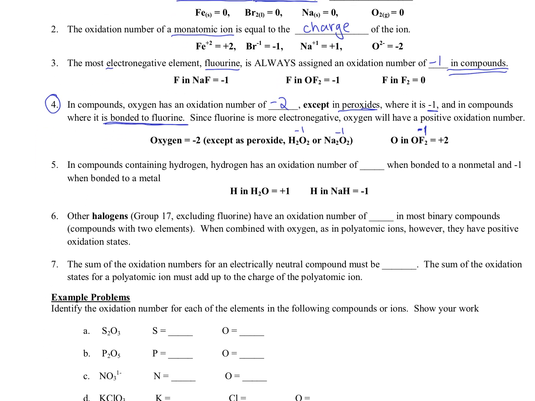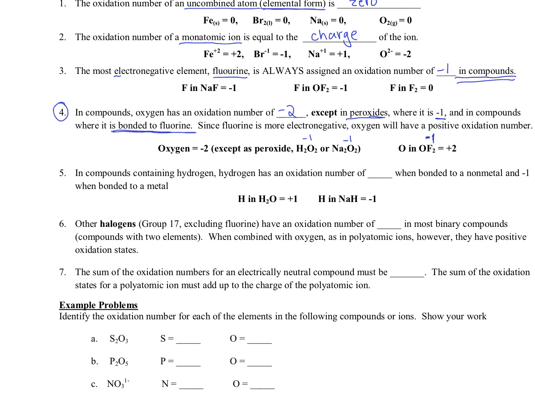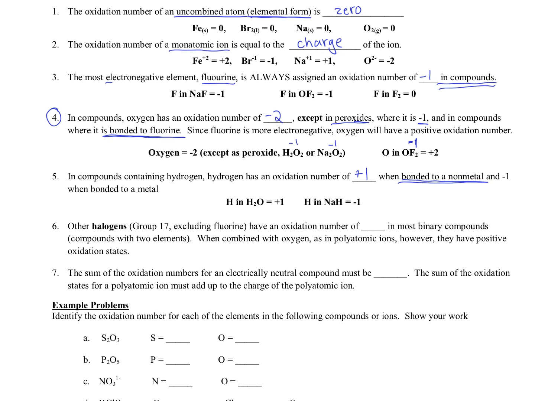Number 5 says, in compounds containing hydrogen, hydrogen has an oxidation number of +1 when bonded to a nonmetal, which will be most of the time. And the oxidation number of hydrogen is -1 when bonded to a metal. We don't really see compounds in first-year chemistry where hydrogen is bonded to a metal.